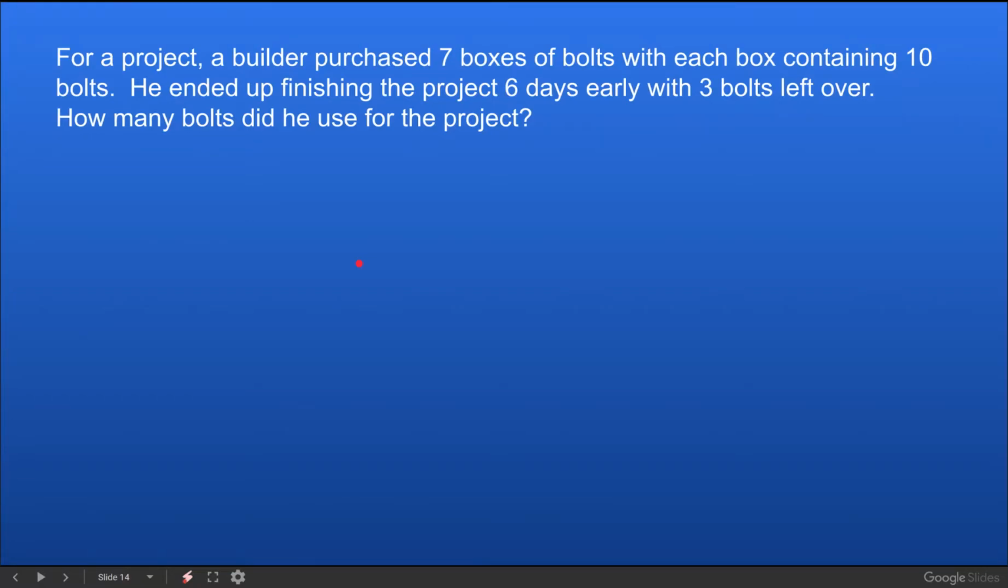For a project, a builder purchased 7 boxes of bolts, with each box containing 10 bolts. He ended up finishing the project 6 days early with 3 bolts left over. How many bolts did he use for the project? And that's what we need to figure out. We need to figure out how many bolts he used for the project.